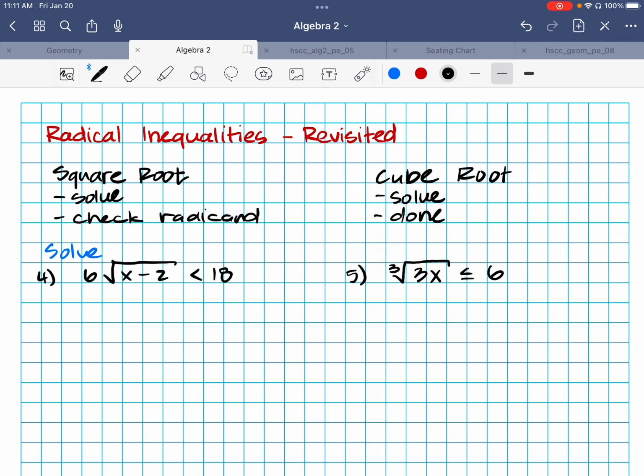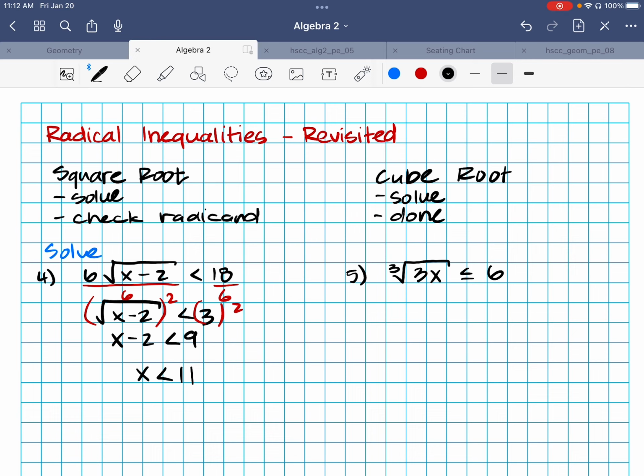So if you have a problem that looks like number 4, the first thing we're going to do is get the radical by itself, dividing both sides of the equation by 6. So we divide the left and right side by 6. This gives us the square root of x minus 2 is less than 3. Then now that the radical is isolated, we're going to square both sides of the equation. And this gives us x minus 2 is less than 9. Adding 2 to both sides of the equation, we get that x has to be less than 11. So we know our solutions are all going to be x is less than 11.